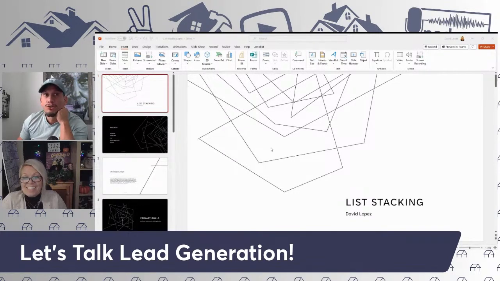So the first thing I do is list stacking. List stacking is basically you obtain a number of lists, and within those lists, a certain address may come up multiple times. So if an address like 123 Main was on the 100 days plus low equity list, is now on the failed MLS list, and is now on the pre-foreclosure list, that means it's on three different lists. So it has three different pain points. That's a good target.